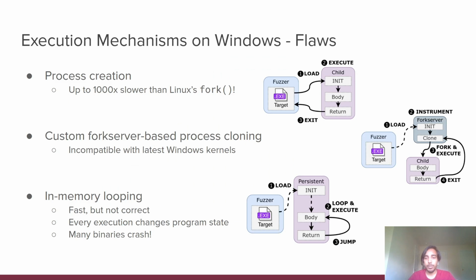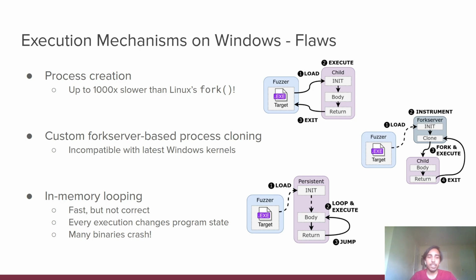Now, all three previously mentioned execution techniques have their own flaws, which we'll look at now. So, process creation is quite clearly really, really slow, up to 1,000 times slower than fork on Linux, which is a huge overhead. Now, the custom fork server based process cloning has its flaw: when you implement it on Windows, it requires a lot of undocumented Windows kernel API calls, and thus this makes the technique very Windows version dependent. That is, it is not portable across different Windows versions.